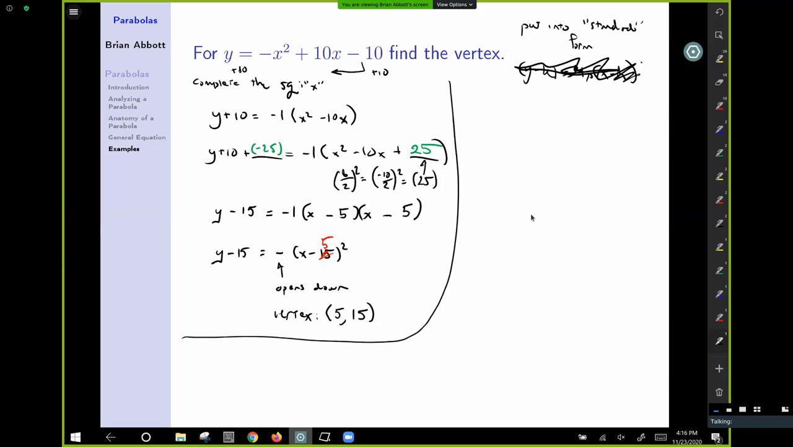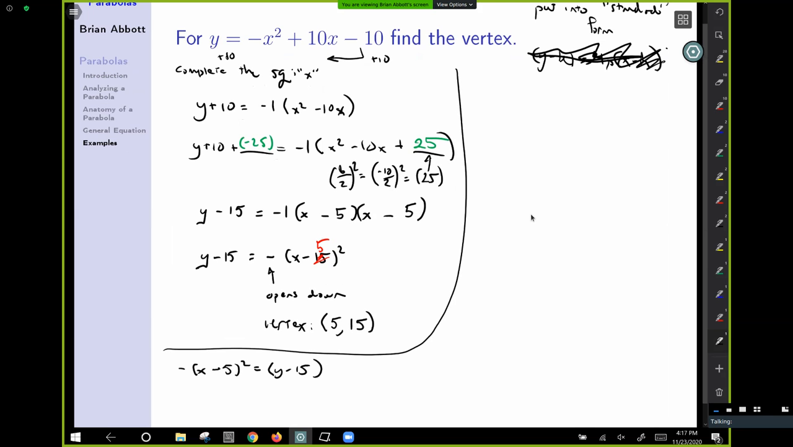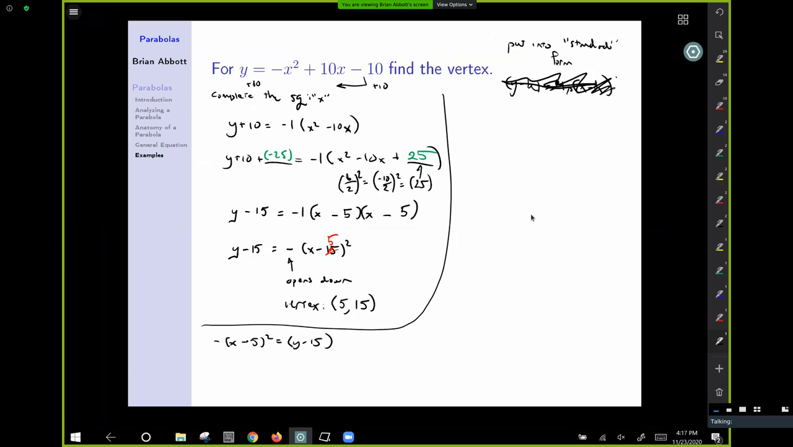we're going to put it on the left. Just switch sides. Negative times x minus 5 quantity squared equals y minus 15. And I'm going to put that in parentheses. You don't need to, but it's not going to hurt anything. Now, to deal with this negative, you can divide both sides by negative 1. That's probably what most people prefer, but I like to think of it as multiplying both sides by negative 1. Either way you slice it, you're going to get a negative out in front: x minus 5 quantity squared equals negative (y minus 15).